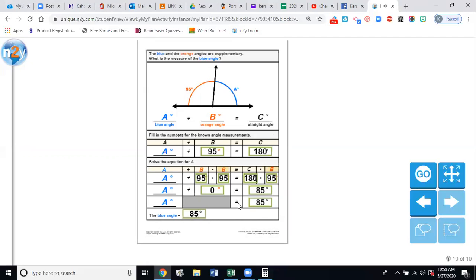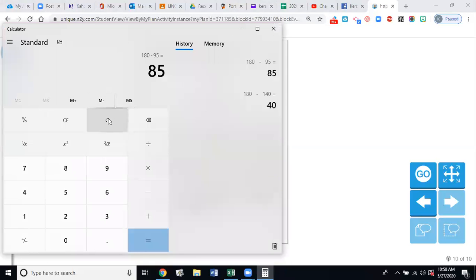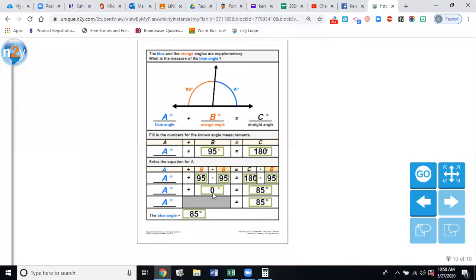And we can check our work. We're going to do one more step. So let's see if 95 plus 85 equals 180. That's our total straight angle. Okay, so 95, which is the orange, plus 85, which is A, which we just figured out. Look at that, it equals 180. So we have done this problem correctly.